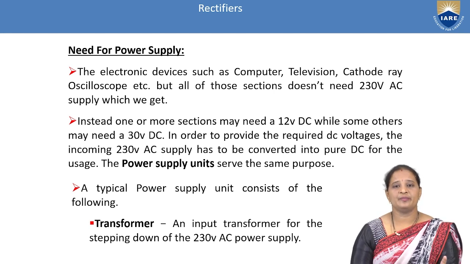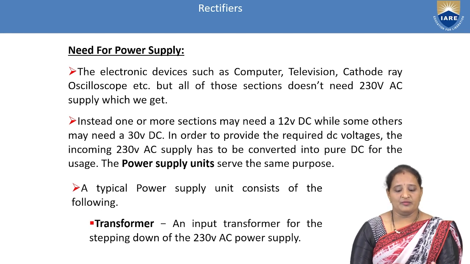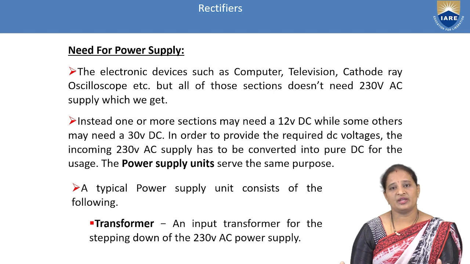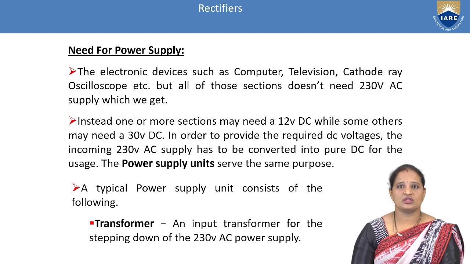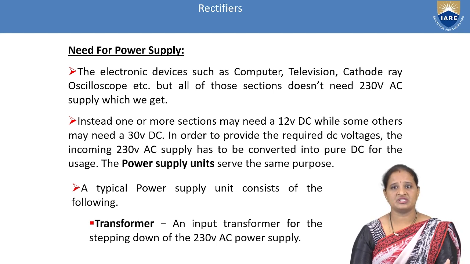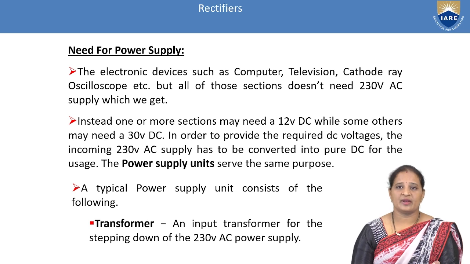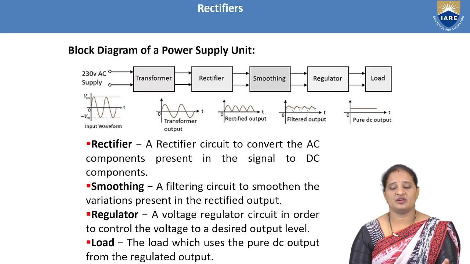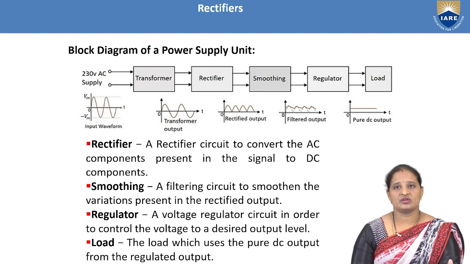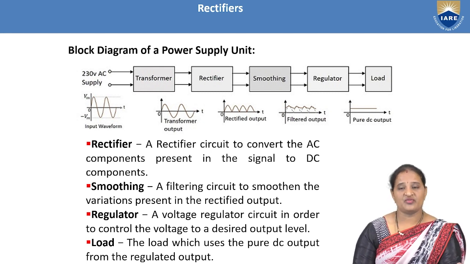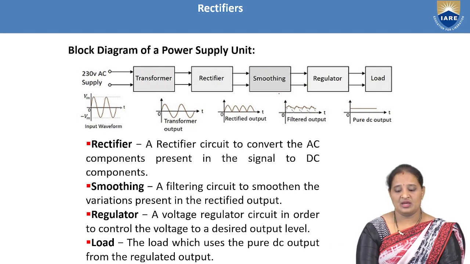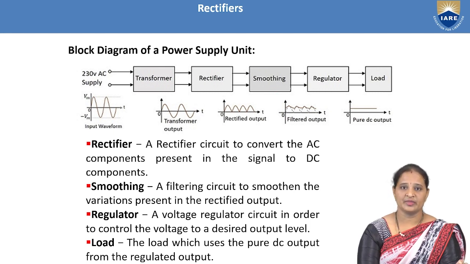For that we go for the regulated power supply. Here we can convert our 230 volts AC supply into any required voltage level, like 12 volts DC, 30 volts DC, 9 volts DC, or 5 volts DC, by using this regulated power supply. So what are the major blocks of the regulated power supply? The basic building blocks are the transformer, next the rectifier, then the smoothing circuit, or we can also call it a filter circuit, and then the regulator, and then the load.